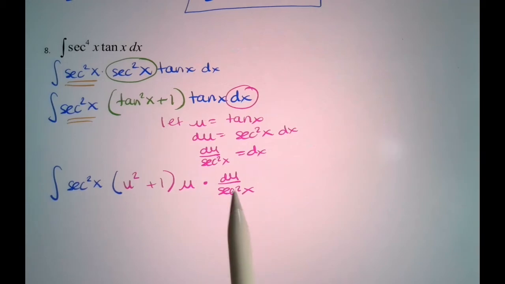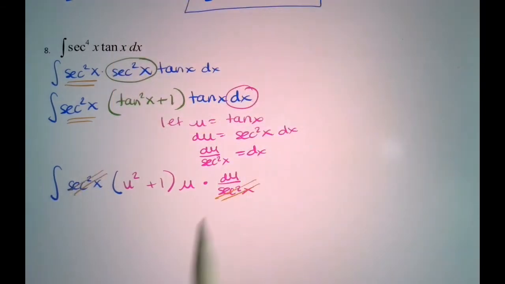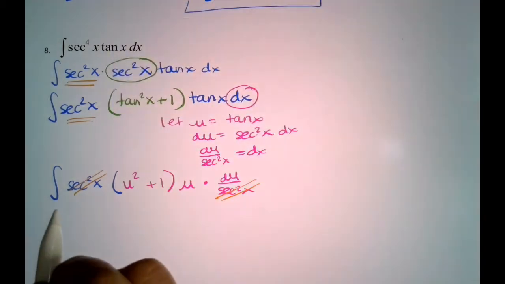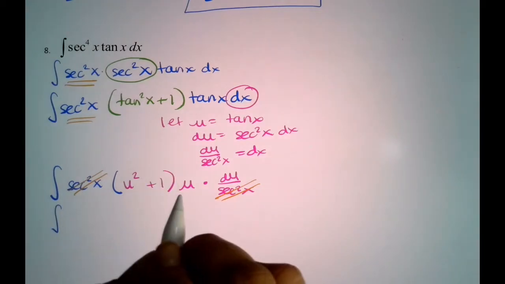That right there is the reason that they told you, hey, it's probably a good idea to save one of those secant squareds, because that's exactly what's going to wash out in your replacement for dx. So this is great. You've got an integral that's definitely doable now, right? I basically just have u squared plus 1 times u. I'm going to just carry that u in.